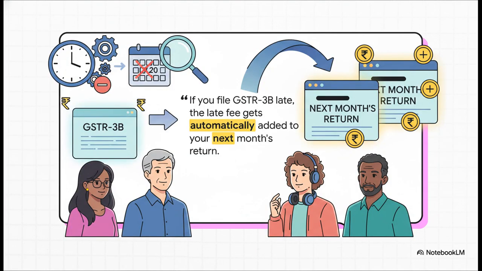Okay, here's a little pro tip for you, something that catches a lot of people out. Let's say you file your GSTR3B late. You might notice the late fee doesn't show up right away. That's because the system automatically tacks it onto your next month's return. So don't be surprised when you see it pop up later. It's just how the system works.